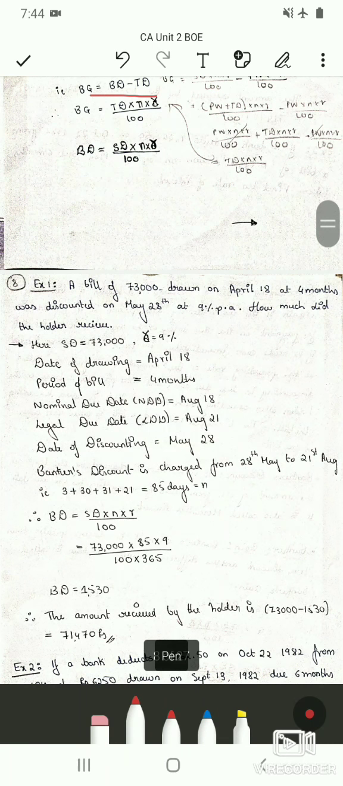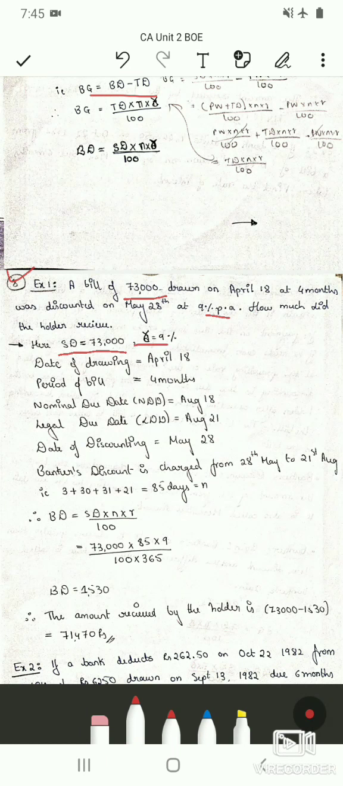So the first problem is: a bill of 73,000 drawn on April 18th at 4 months was discounted on May 28th at 9% per annum. How much did the holder receive? So now we will write step by step whatever is given. First they have given a bill of 73,000. So this is the amount of the bill, or the sum due. So the amount of the bill is 73,000.